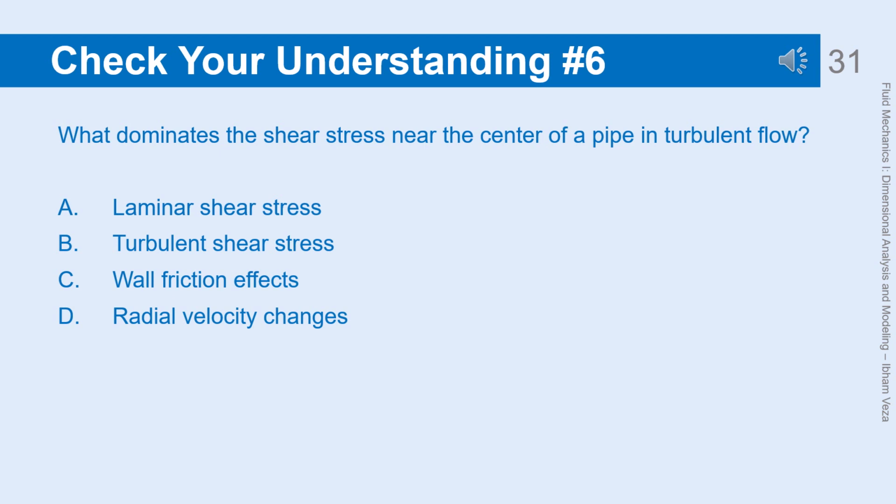A is incorrect because laminar shear stress is more significant near the walls rather than the pipe center. C. Incorrect because wall friction effects primarily influence the boundary layer rather than the pipe center. D. Incorrect because radial velocity changes are related to the velocity profile, not directly to the shear stress dominance.